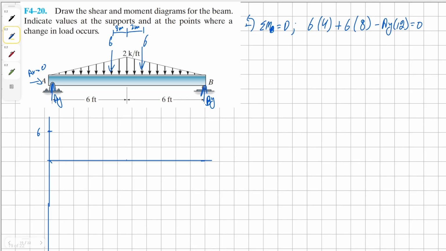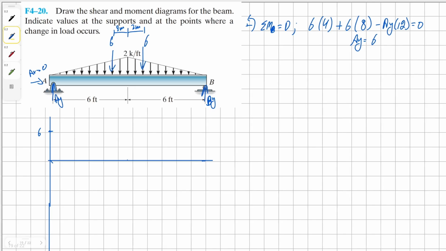Solving for AY, we get our solution as 6. And looking at the symmetry of this beam, we know that BY is going to be the other 6 remaining out of the 12 that is being exerted on this beam. Now we have our moments and our reactions. Now we can start drawing our shear diagram.